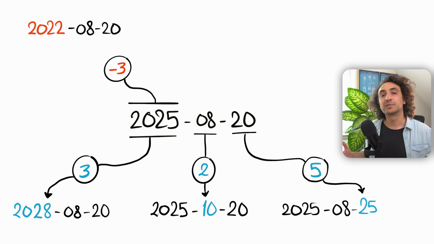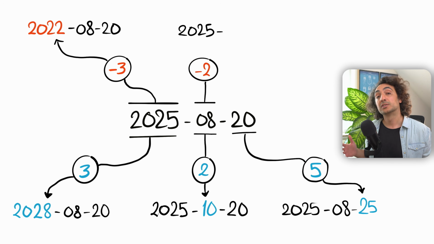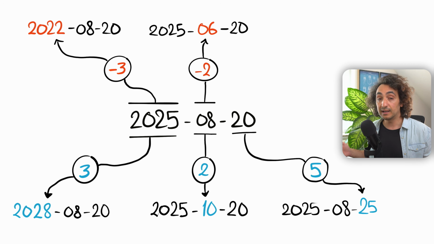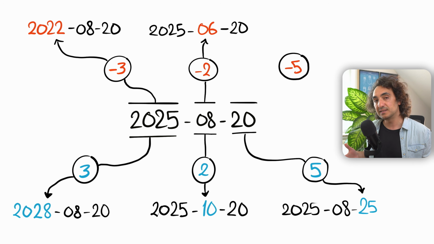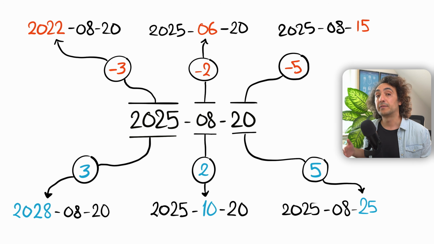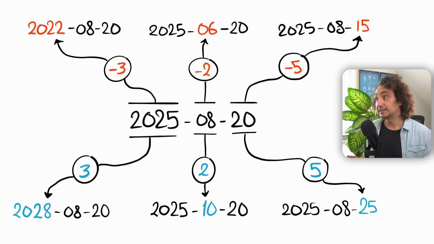Or if you go and subtract 2 months from our dates, it's gonna stay the same year 2025, but this time instead of August we will go back to June with the same date 20. And the same thing can happen for the days if you go and subtract 5 days, so the same year 2025, the same month August, but only the day is gonna be, instead of 20, it's gonna be 15. So as you can see, with the DATEADD you can manipulate the years, the month and the days by subtracting or adding new intervals. So this is how the DATEADD works.